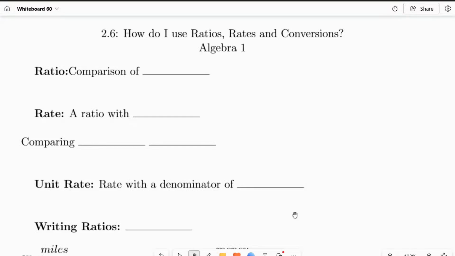On ratios, rates, and conversions. So we have to go through a couple vocab terms first. The first thing here is a ratio. A ratio is just a comparison of numbers.